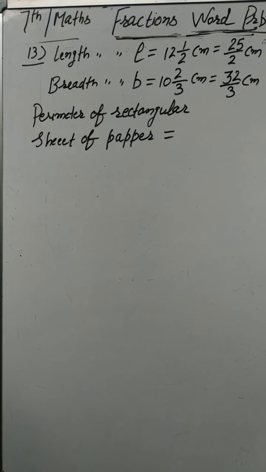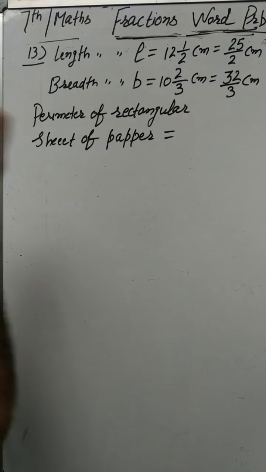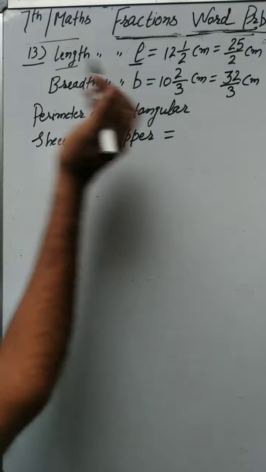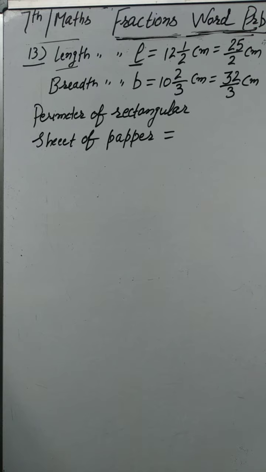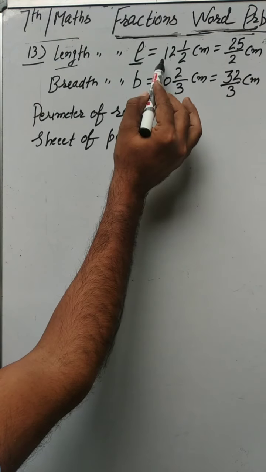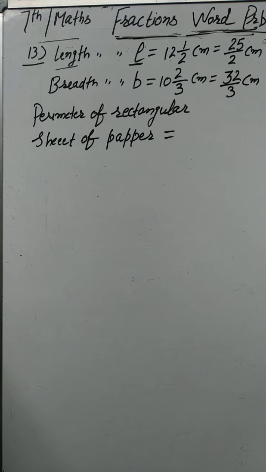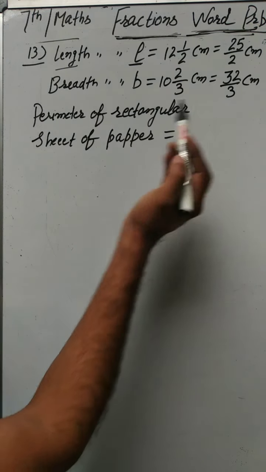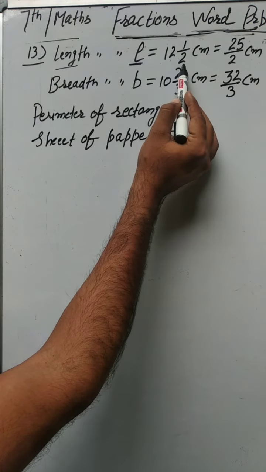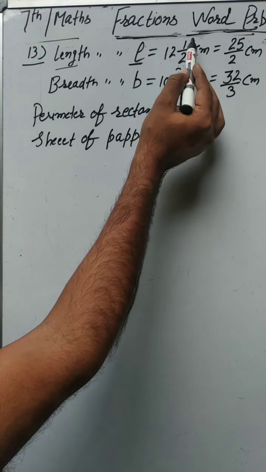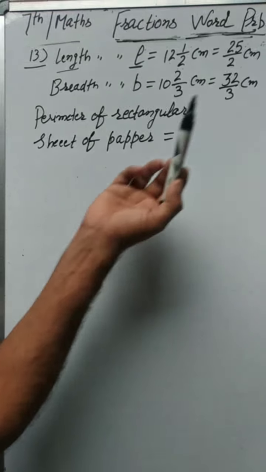Beta, your next question is question 13th. In question 13th, you have a rectangular sheet of paper whose length, suppose length is denoted with L, whose length is 12 and a half. So firstly change it into an improper fraction. 12 2s are 24 plus 1, 25/2.